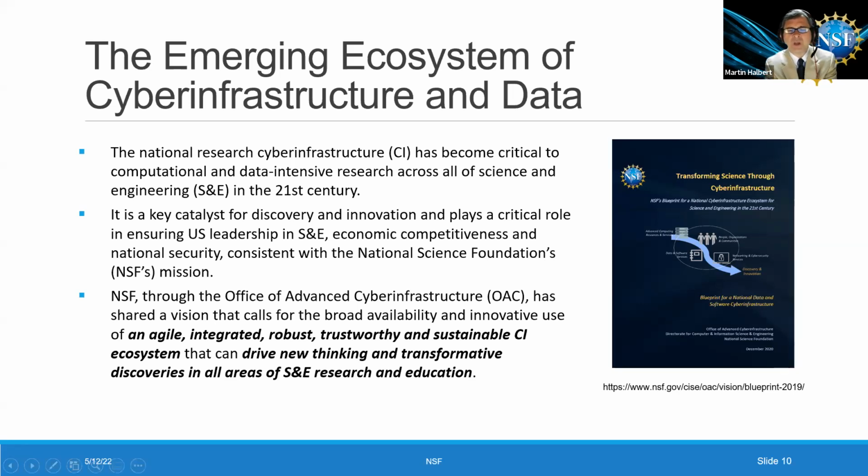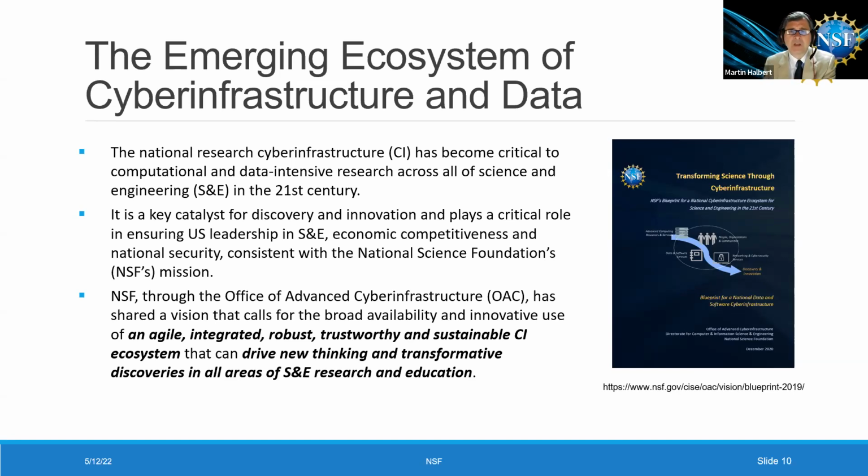It was our attempt to try to, in broad brushstrokes, describe this really large, emerging, interactive ecosystem of cyber infrastructure and data. We feel that this is a key catalyst for discovery and innovation today in the 21st century. And our aim is to do our part in helping cultivate an agile, integrated, robust, trustworthy, and sustainable cyber infrastructural system that can drive new research.